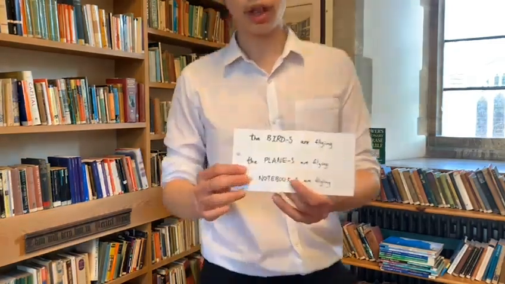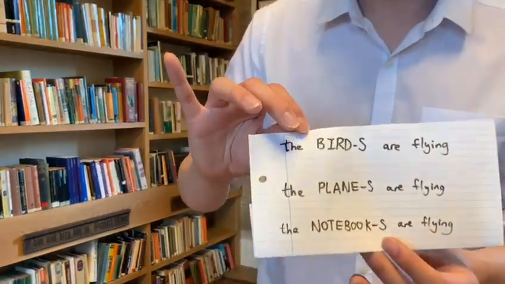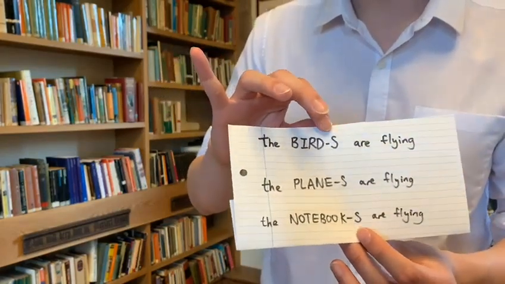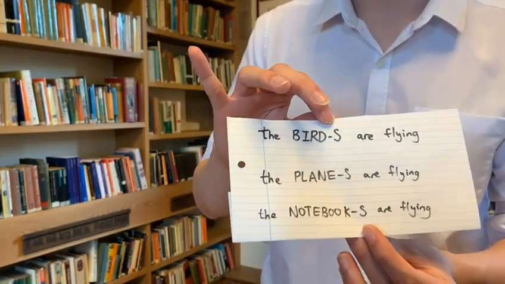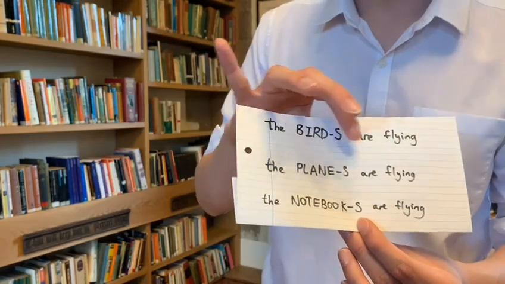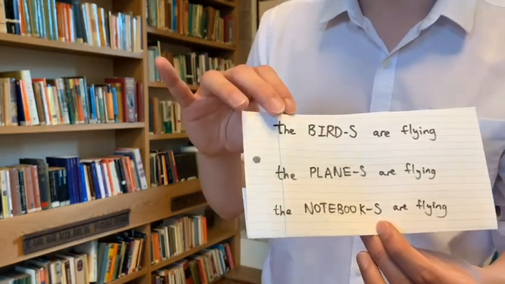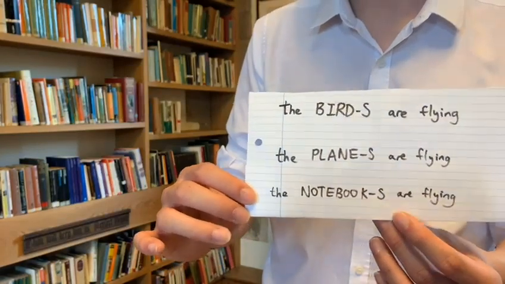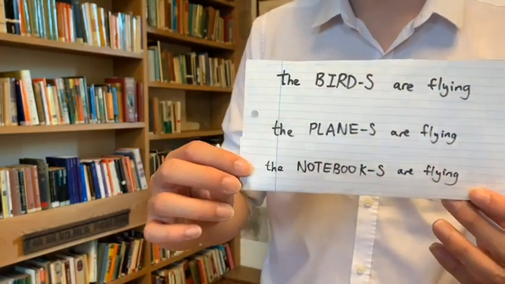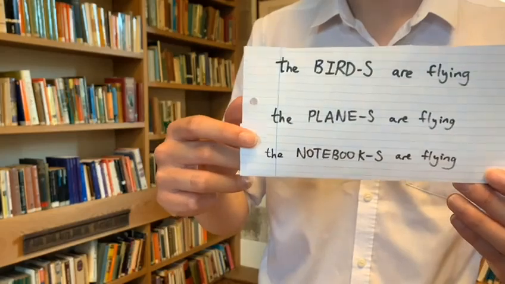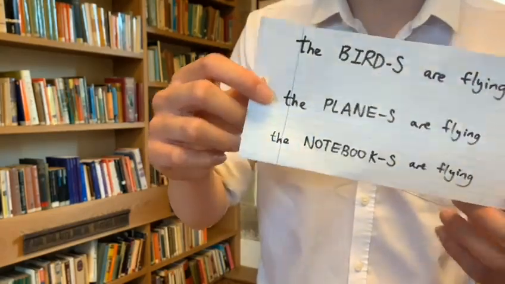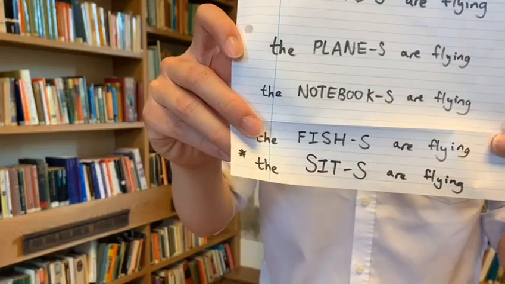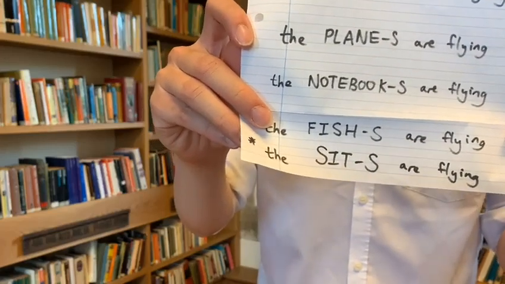In the sentence, the birds are flying, birds can be analysed as a noun that takes an S plural, and can therefore be swapped by any other noun that takes an S plural, like the planes are flying, or the notebooks are flying. In this third case, it's important to remember that we don't care about the meaning of the sentence, only whether or not it's grammatically correct. In a similar vein, we couldn't say things like, the fish are flying, as fish does not take an S plural, or the sits are flying, as sit is not a noun.